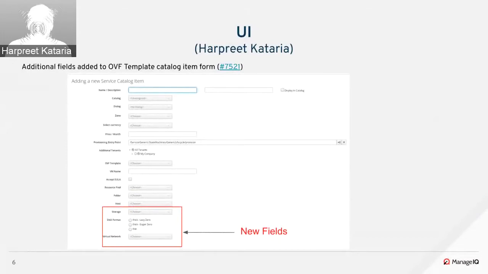Some additional fields were added to the OVF template catalog item add/edit screens to allow users to specify data store, network, and disk format options. New fields are highlighted on the screenshot here. And that's all for the UI this time. With that, over to Adam.